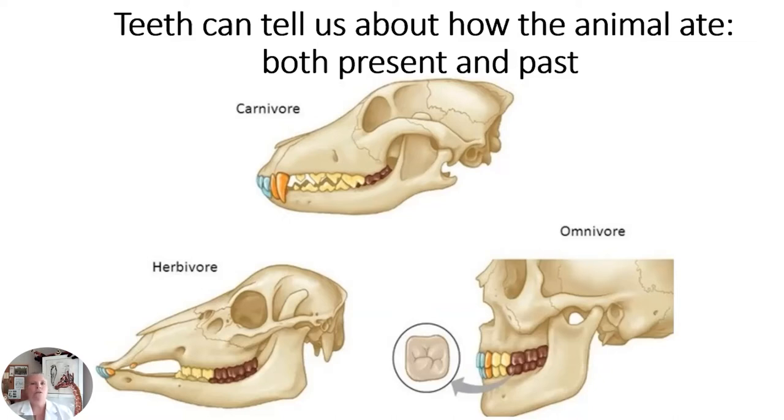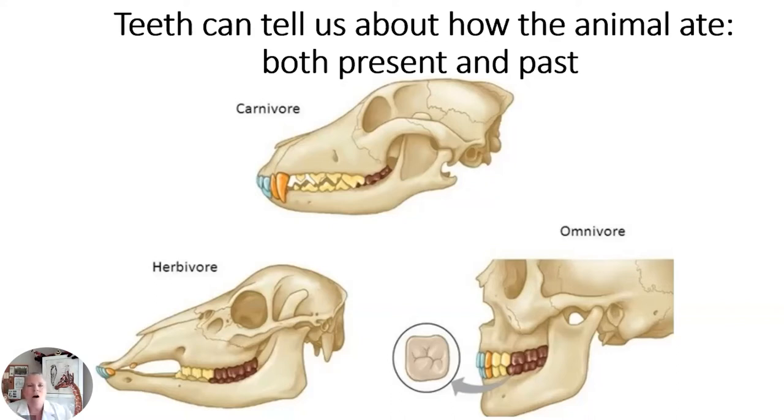All right. So next, let's look for our pointy teeth, our canines. On our carnivore skull at the top, those are colored in orange. You see how sharp those canines are for a carnivore. They're very large and they're sharp and they're made for grabbing and puncturing and tearing. All right, can you find them on the herbivore? They're smaller, they're not as pointy. Can you find them on the omnivore? They're right here.